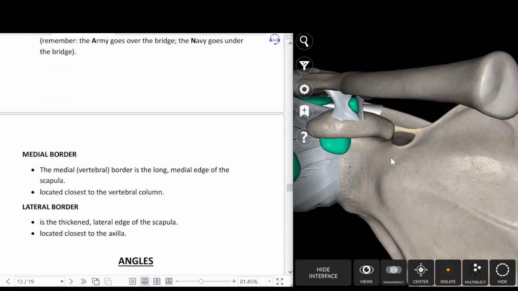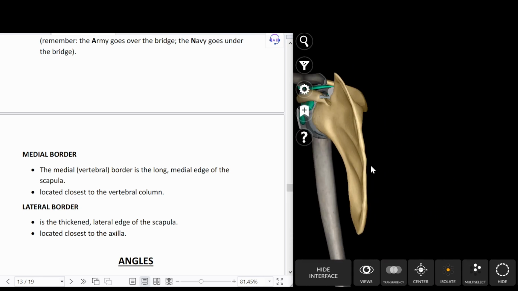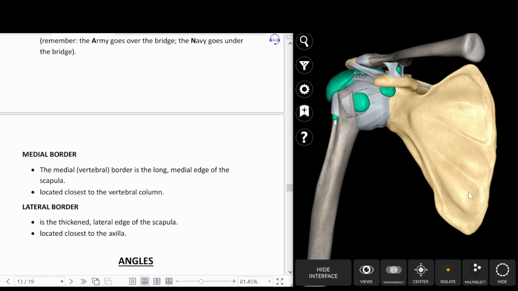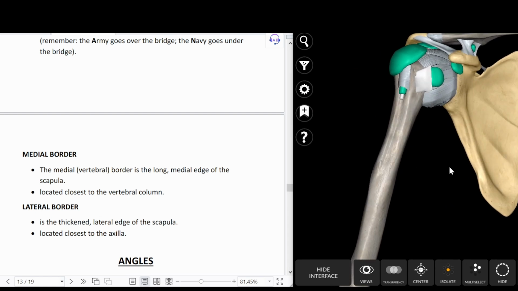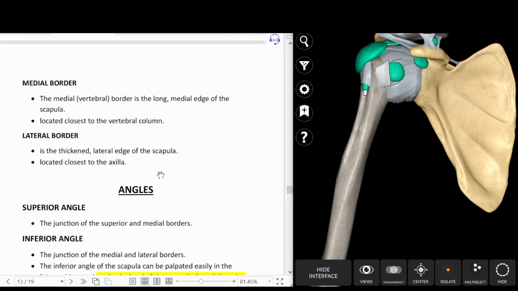So the medial border, this is your medial border. The medial border is a long medial edge of the scapula and it lies closest to the vertebral column. The lateral border, this whole is your lateral border. The lateral border is a thickened lateral edge of the scapula and it lies closest to the axilla. This is your axillary region. So it lies closest to this. Now let's study the angles.